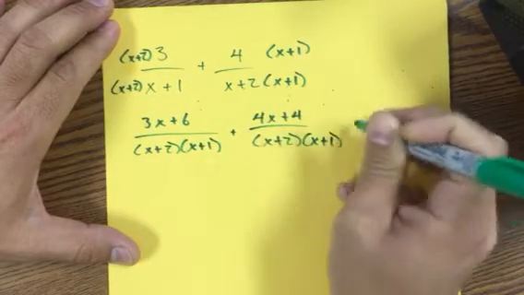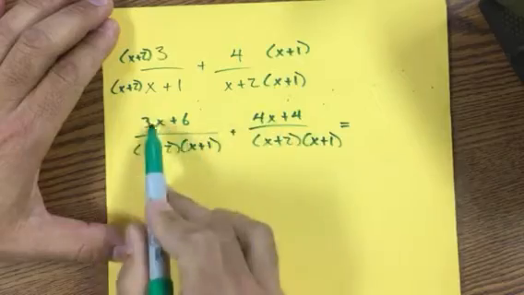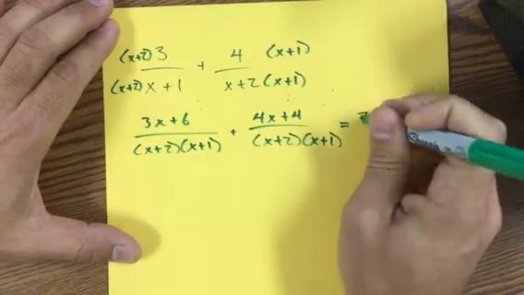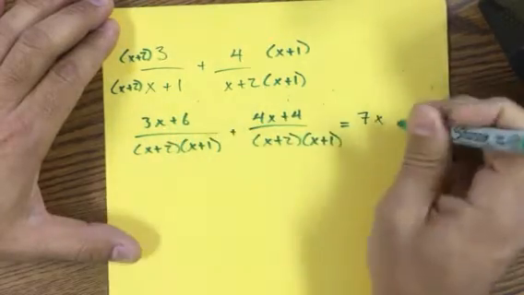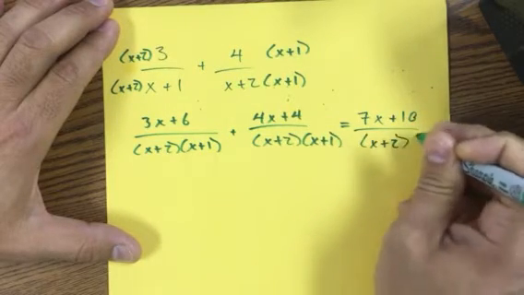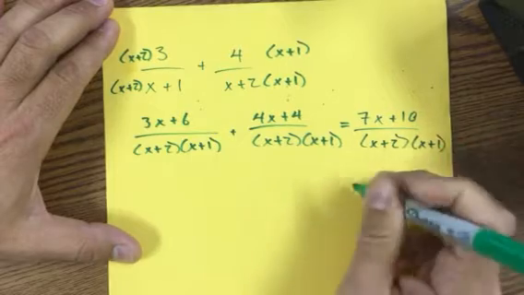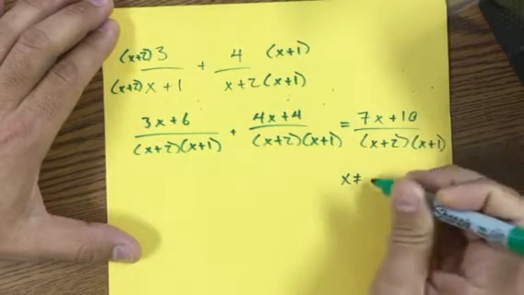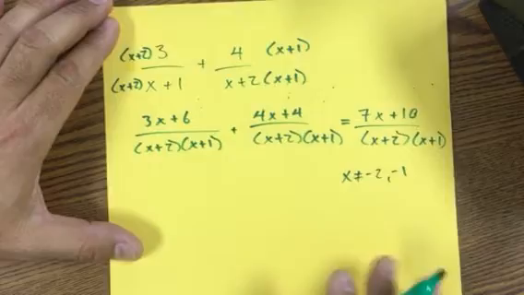So now they have a common denominator. I can add the tops, so 3x plus 4x is 7x, 6 plus 4 is 10, and the denominator stays the same. Then I state my restrictions, x does not equal -2 and -1.